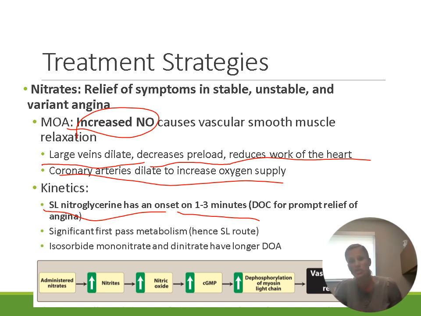Generally, what we tell patients with sublingual nitroglycerin is you take 1 tablet every 5 minutes for up to 3 doses as needed for chest pain. So you have chest pain, you put 1 tablet under your tongue and let it dissolve, right? Within a few minutes, it should start to work. If your chest pain goes away, that's fine. You don't have to take any more. You go about your day.